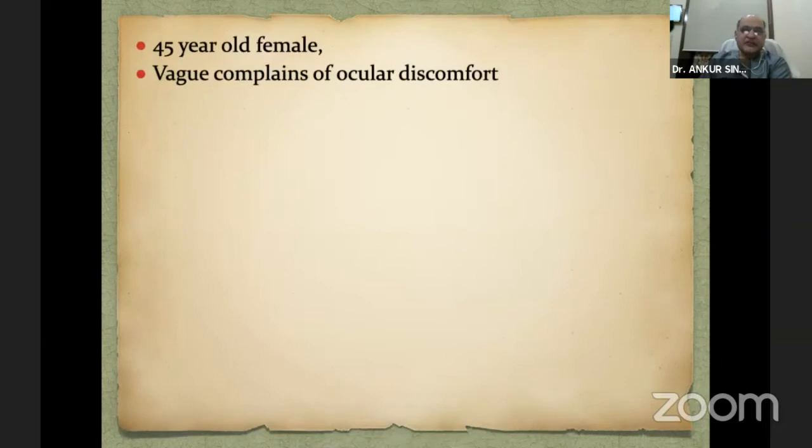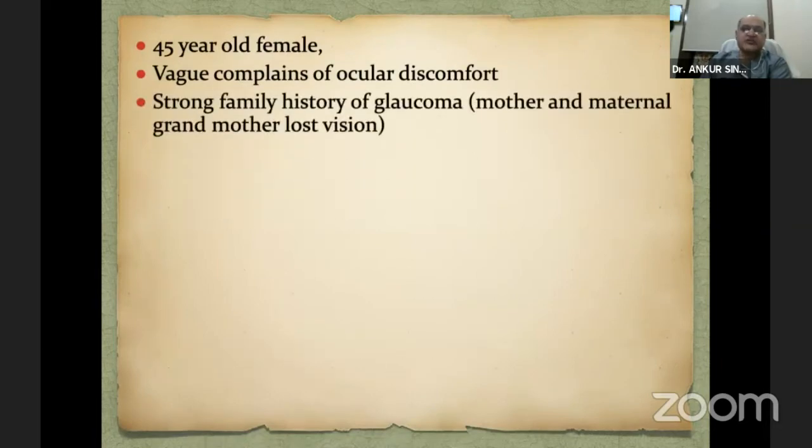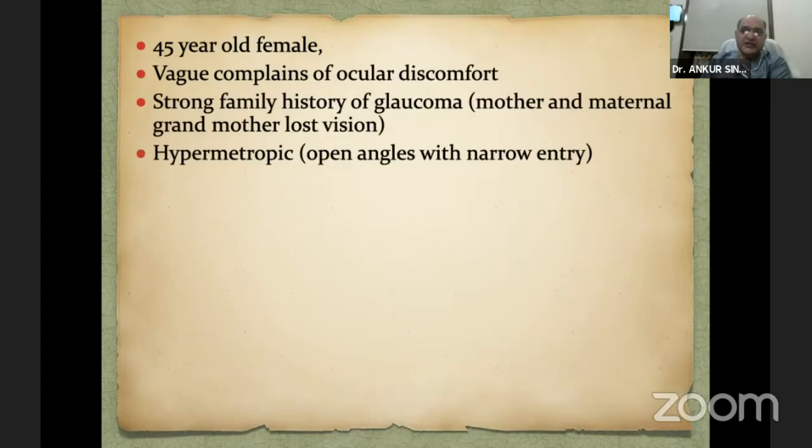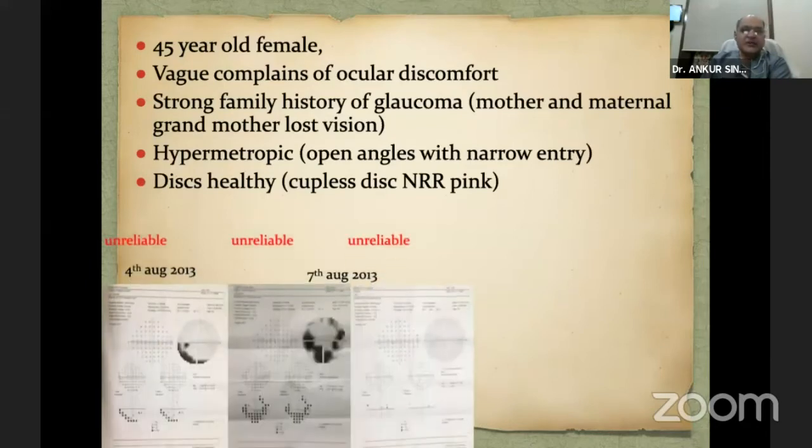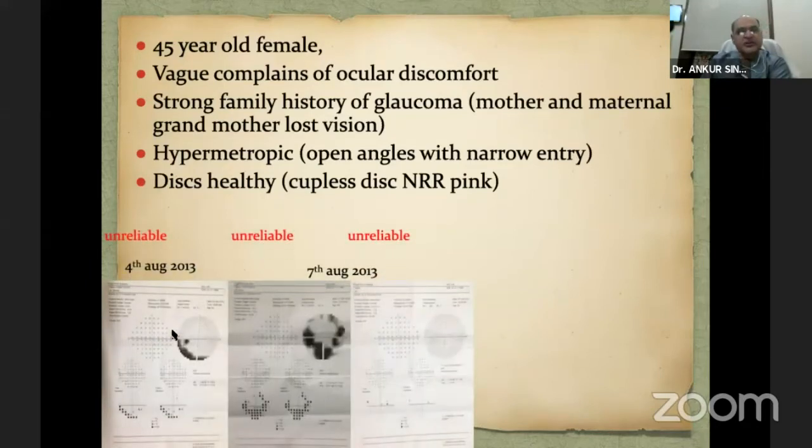Now, this is a case of a 45-year-old female with vague complaints of ocular discomfort. She has a strong family history of glaucoma. Mother and maternal grandmother have lost vision. She's hyperopic, but the angles are open with a narrow entry. The discs are absolutely healthy. We can see the discs are healthy, and the NRR was absolutely pink. And these were the visual fields which were repeated again and again for her. We can see these three of them are unreliable visual fields.